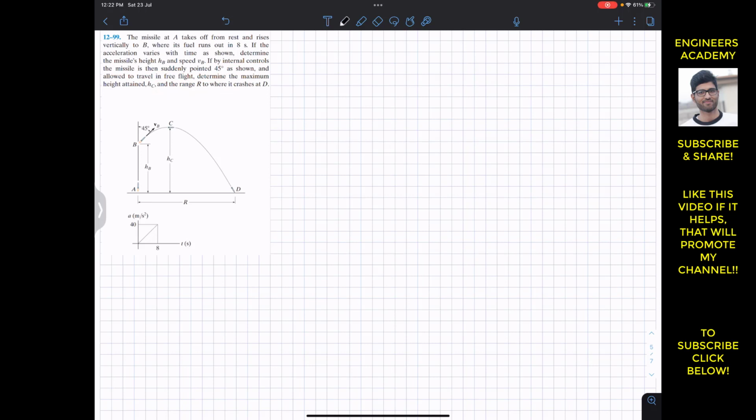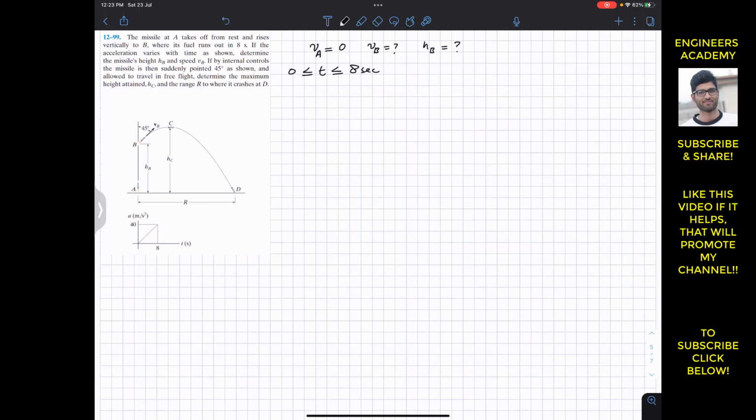So first of all, it is said that the missile takes off from rest. So let's say that the initial velocity at A, vA, is 0, and we have to find vB, and we have to find the height of the missile when it is at point B. And we are given the acceleration as a function of time. So now we can say that for time interval greater than or equal to 0 and less than or equal to 8 seconds, we have to find the equation of this straight line. So acceleration varies with respect to time, and that is represented by this straight line.